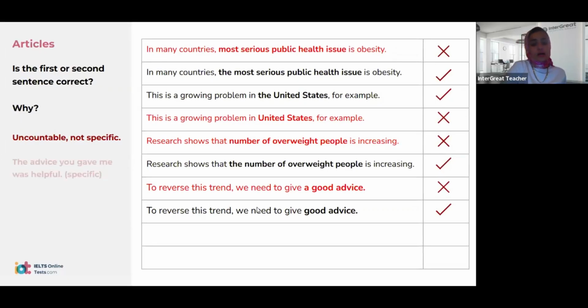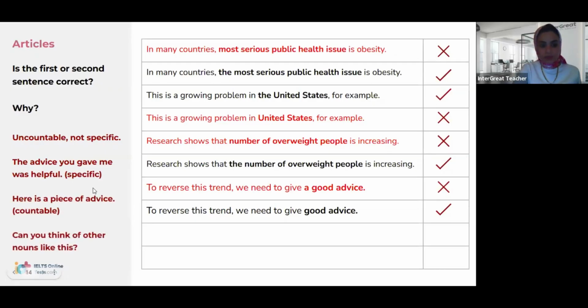Very good. The word advice is uncountable. So you cannot say, for example, advices. Therefore, you should not use a before it. You cannot count it. It's uncountable. You could say some advice or a piece of advice, but not a or an advice. All right? It's uncountable, just like information, for example. Can you think of other uncountable nouns just like advice?